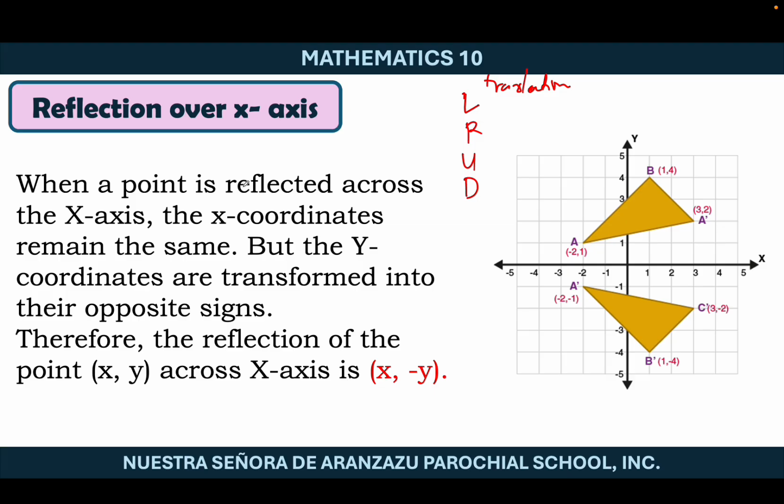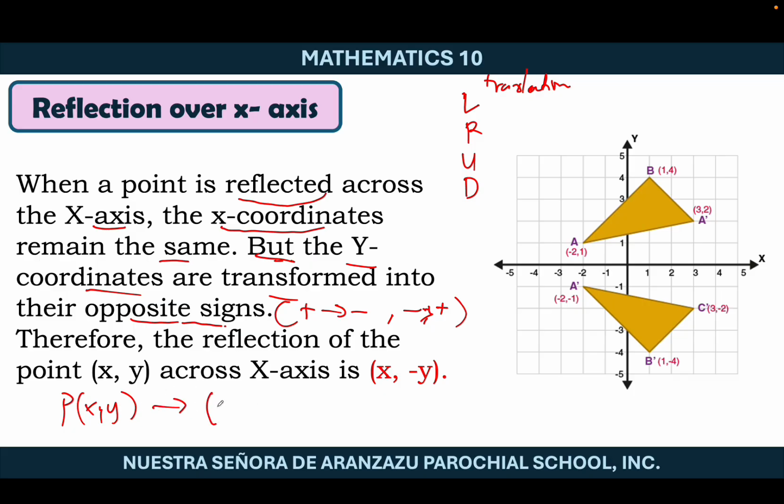So, sabi dito, when a point is reflected across the x-axis, ang rule natin, the x-coordinates remain the same. So, ibig sabihin, yung abscissa natin, yung value ng x, ikakopy lang natin, ikikip lang natin. But, the y-coordinates are transformed into their opposite sign. Now, the opposite sign can either be from positive will turn to negative or kaya from negative will turn to positive. So, yan lang yung pwedeng mangyari doon. So, generally, our rule, when the given point (x, y) will be reflected over the x-axis, this will become copy x then change the sign of y. So that will become (x, negative y).